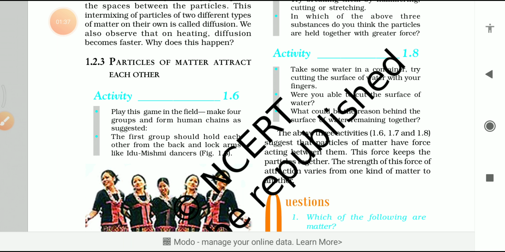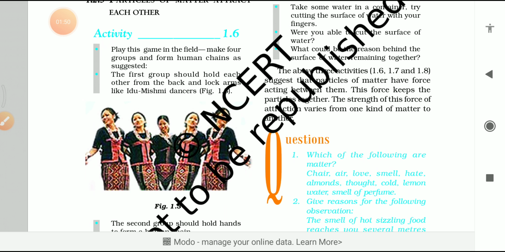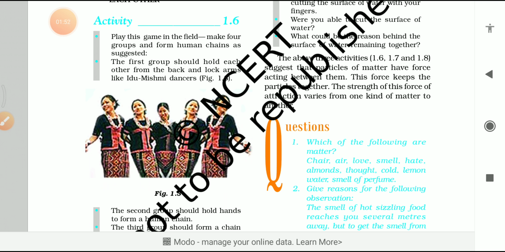We can also understand this, that particles of matter attract each other, with Activity 1.6. Students, in this activity they explain with the help of a game. Now see here, I will read these lines. Play this game in the field. Make 4 groups and form human chains as suggested.